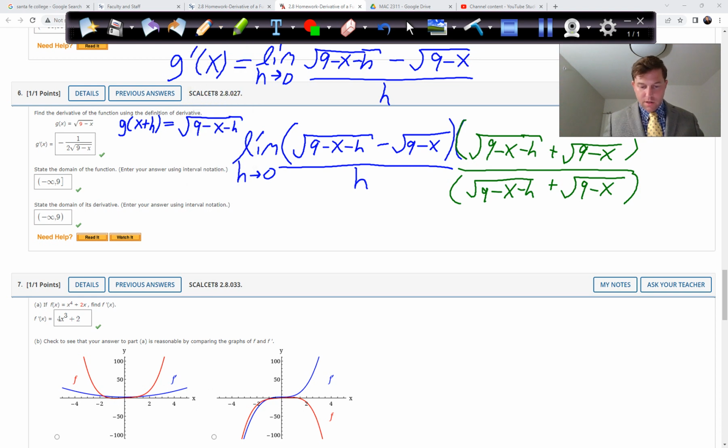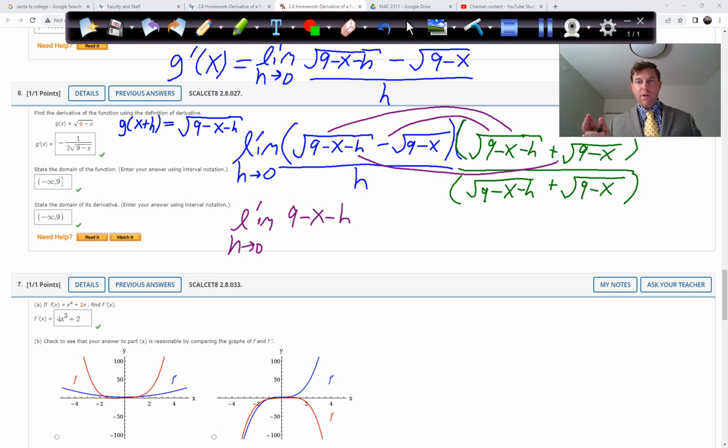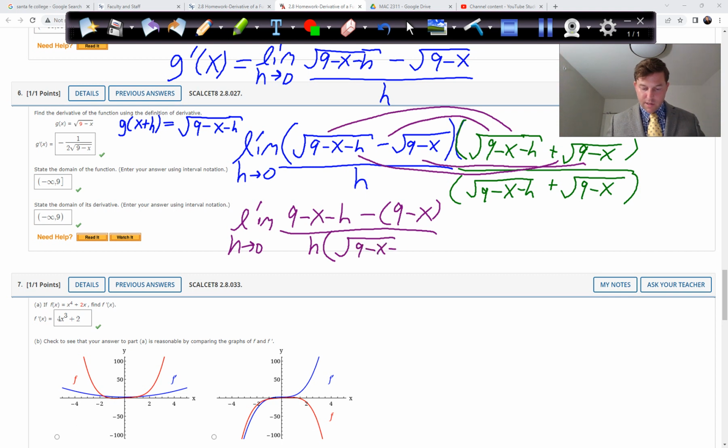Okay, so we need to FOIL. This first term times this first term just gets rid of the square roots. So we get the limit as h approaches 0 of 9 minus x minus h. Then I'm going to use that same argument: I get minus square root of 9 minus x times this, but then I get plus square root of 9 minus x times that. They're the exact same two terms, one's plus, one's minus, so they're going to cancel. The only thing left will be the last two terms. They're square roots of the same thing, so the square root symbol will go away, but the minus will stick around. So it's minus 9 minus x. And this is all divided by h times the square root of 9 minus x minus h plus the square root of 9 minus x.